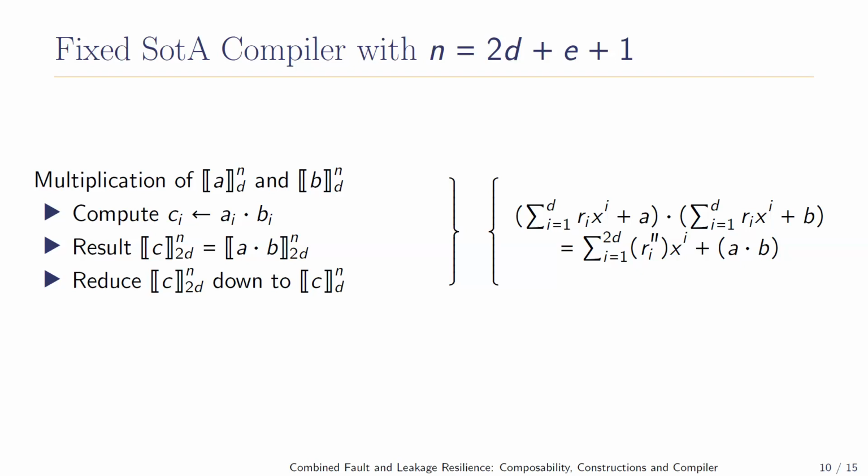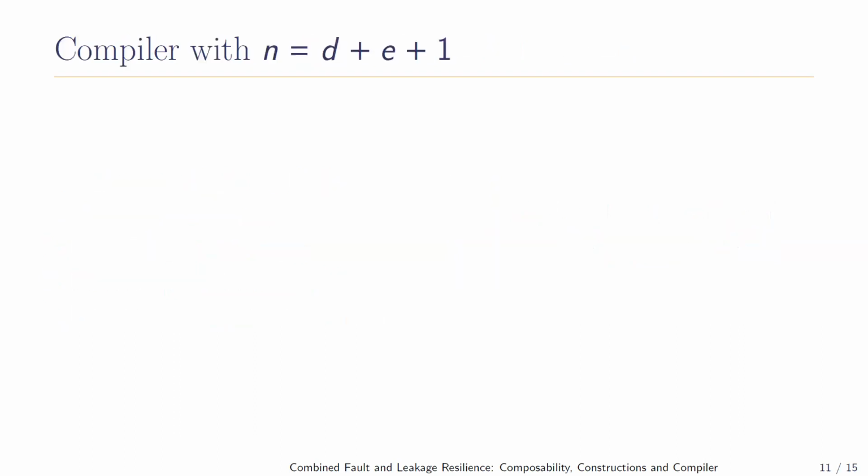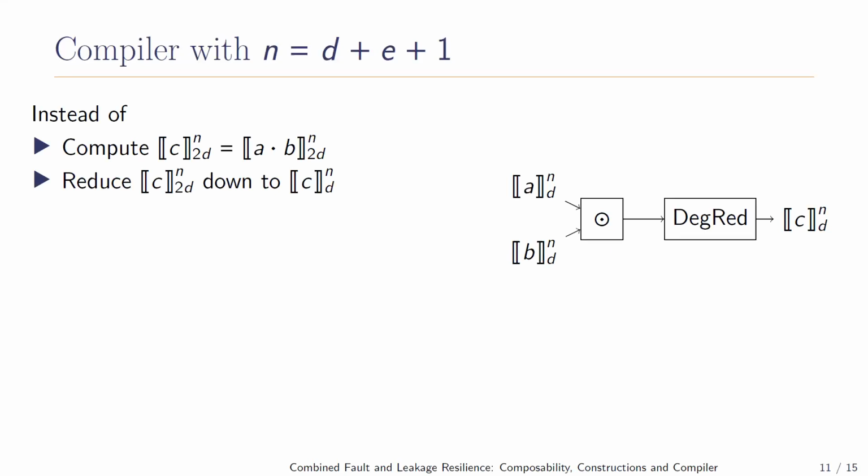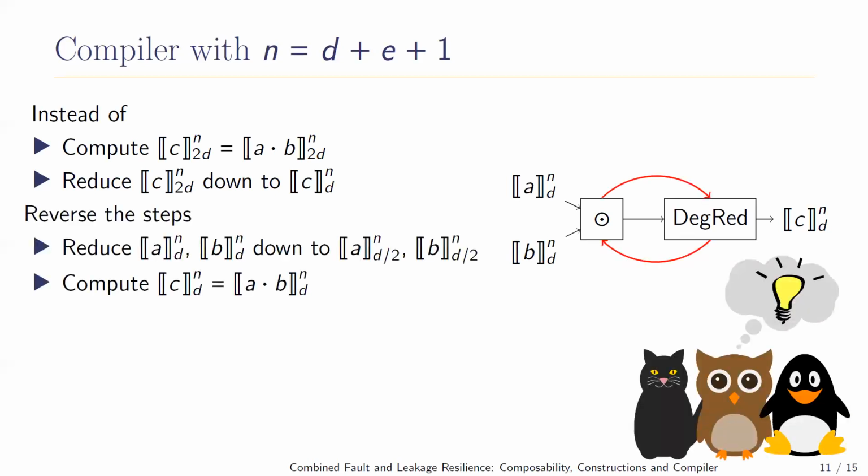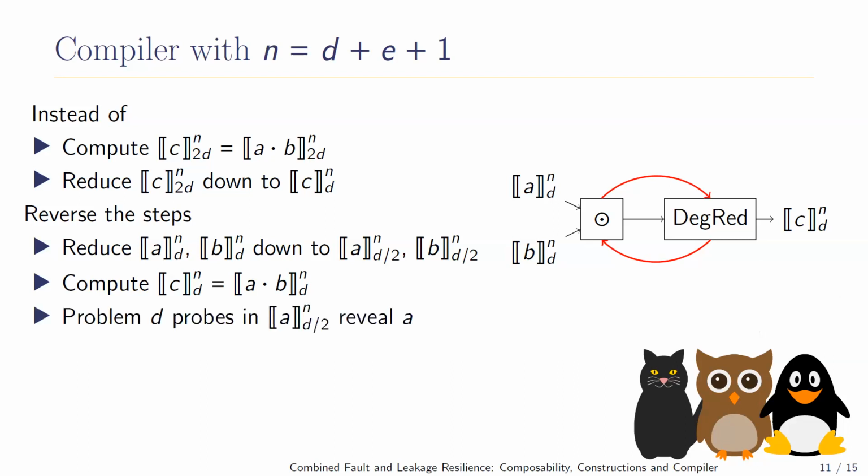from 2d to d. And actually, that's the reason why the first compiler is not tight in the number of shares, because due to this intermediate polynomial of degree 2d, we require a number of shares of 2d plus e plus 1. And this we want to fix in our multiplication. So we thought, okay, why not reverse the steps? Instead of first shareways multiply and then degree reduction, we do first the degree reduction and then multiply. Unfortunately, when we do it that way, there's an attack because we have this intermediate polynomial of degree d half, meaning we can reconstruct the secret of this intermediate value with fewer than d probes.